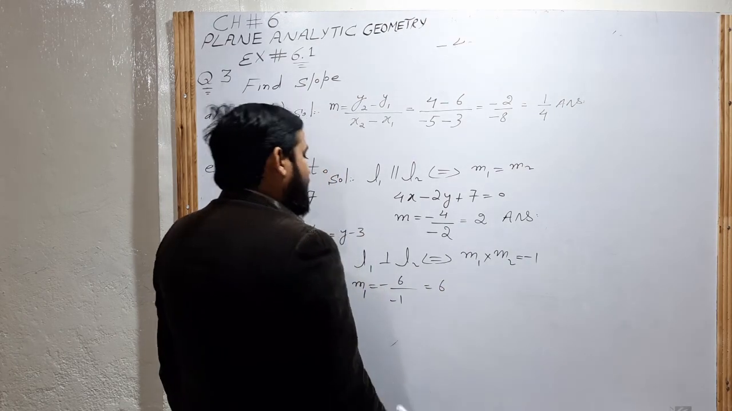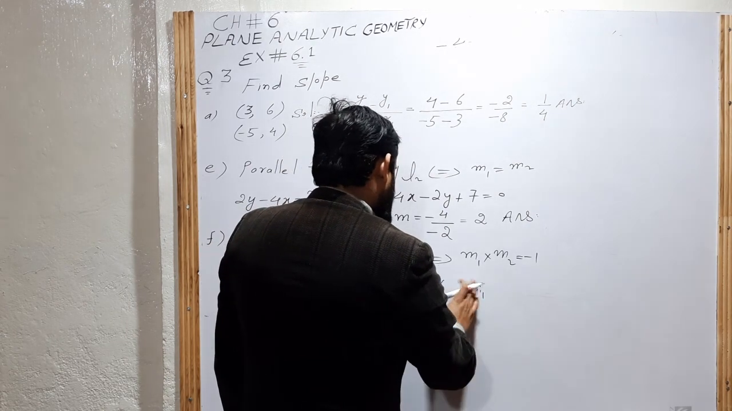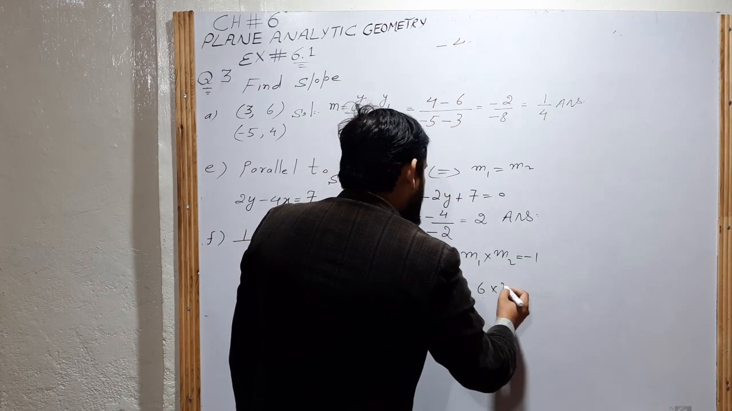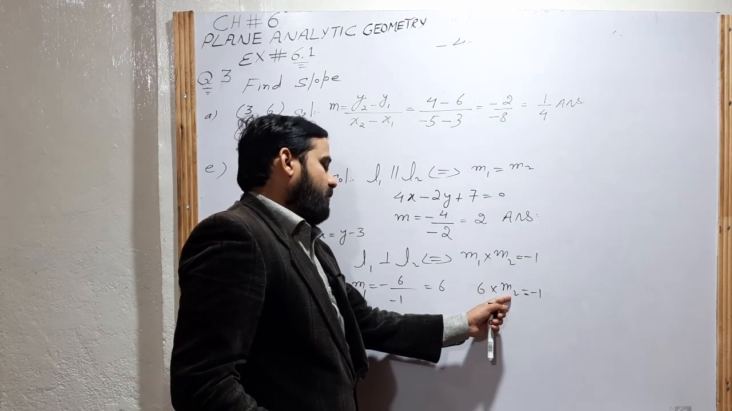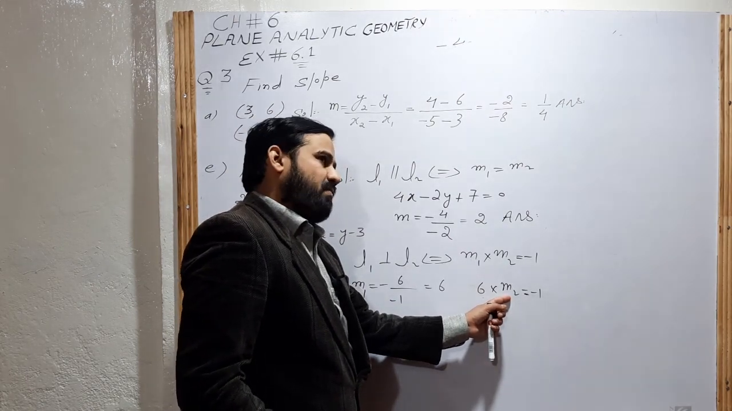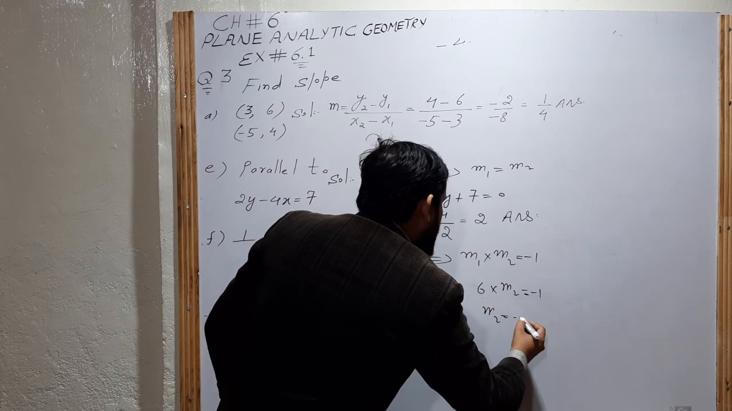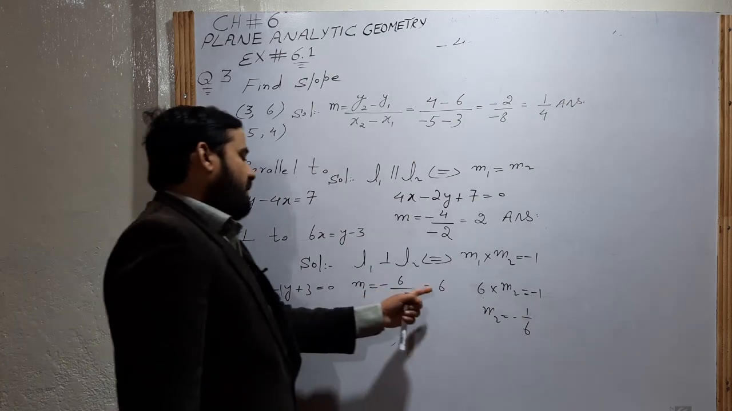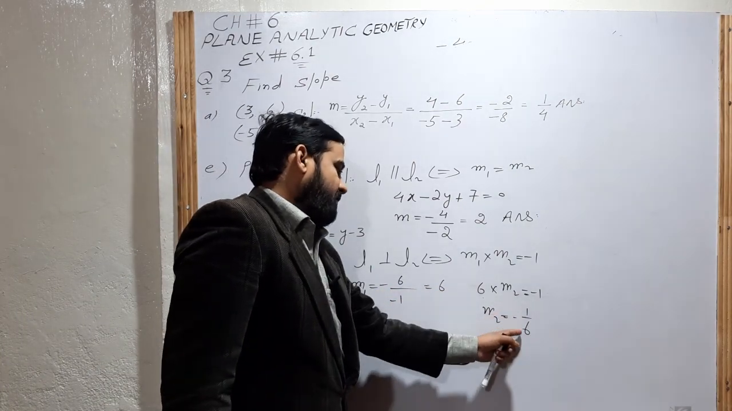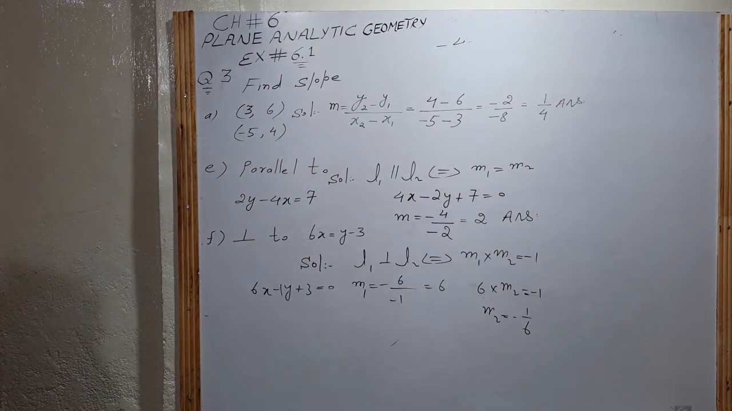And if lines are perpendicular, then the formula is this one. So m1 in this case is 6, and we have to find the line whose slope is, say, m2. If lines are perpendicular, then the product of slopes must be equal to -1. So the line perpendicular to the given line has slope -1/6, because the product of the slopes of both lines, 6 times -1/6, gives us -1. So the line perpendicular to this one has slope -1/6.